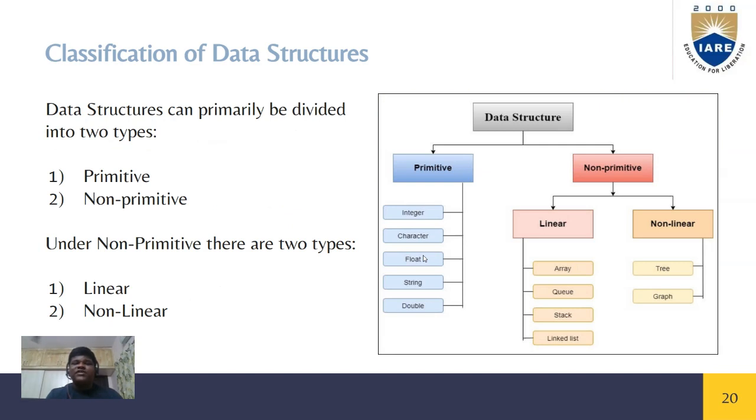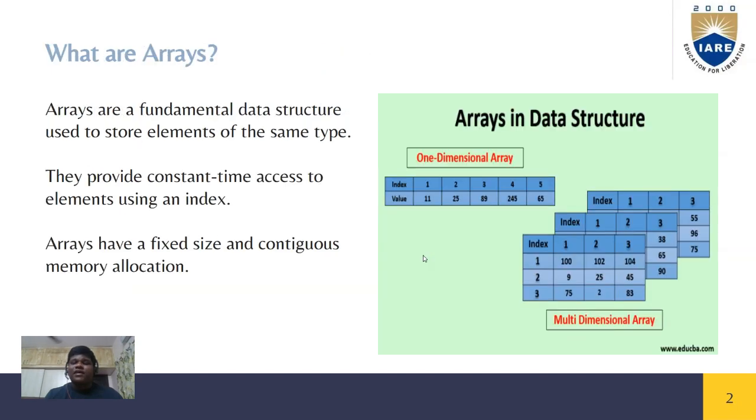Let's begin with the classification of data structures. Data structures can primarily be divided in two types, primitive and non-primitive. Under non-primitive, there are again two types, which is linear and non-linear. Primitive data structures consist of integer, character, float, string, and double data structure. As we know, non-primitive is again divided into two types, which is linear and non-linear. Linear data structures consist of array, queue, stack, and linked lists, whereas non-linear consists of tree and graph.